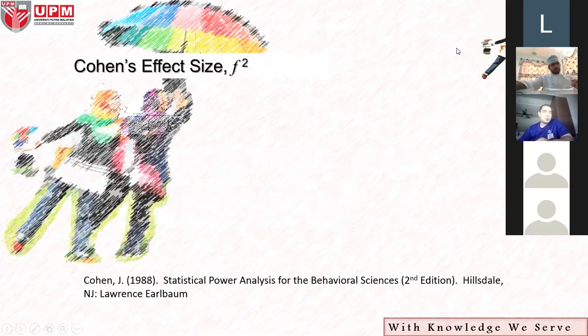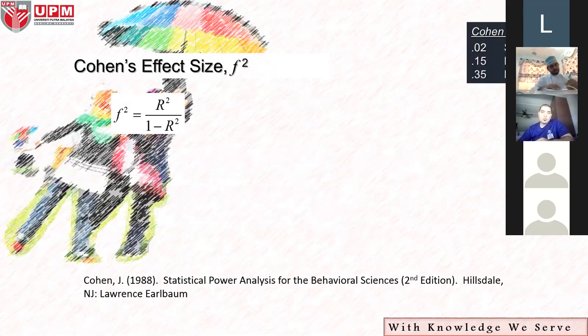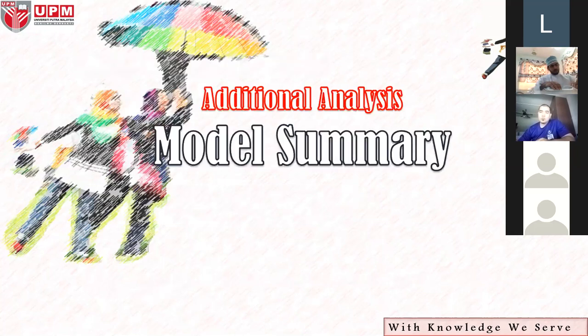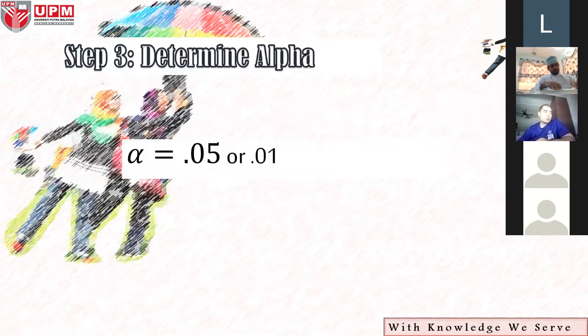Okay, so you can determine the effect size. This one you need to manually calculate. To calculate the effect size, the equation is f square equals the coefficient of determination R square divided by 1 minus R square. You just insert the value into the equation and then you will get the effect size. The earlier R square, based on the result here. Where is it?